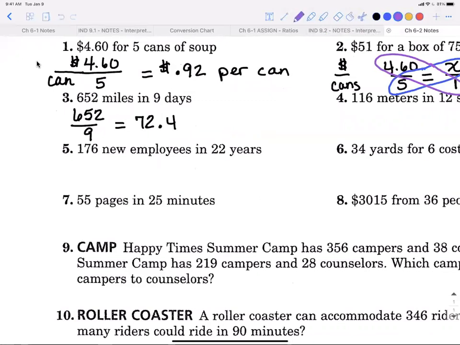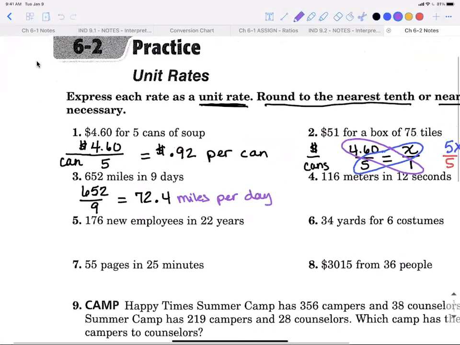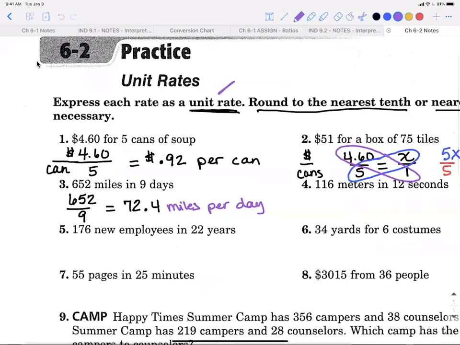Every single one of these is going to have a label. It's 72.4 what? Anybody? Miles per day. Every one of these, because they are unit rates. And if you want to put this up here, your answer is going to have a per in it because it's a unit rate. It's something per something, always, for your answer in all of these.